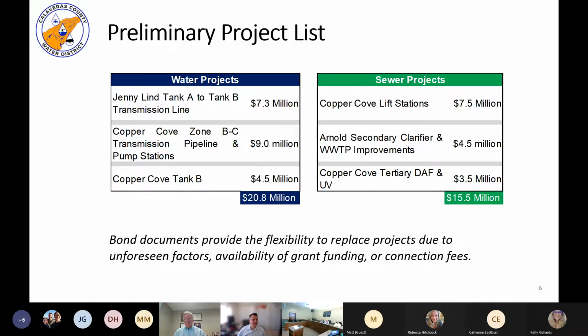So really, you're kind of asking us to approve this 5-year CIP plan. Then when we go to slide 6, the project list, that's really for the bond funding that you're looking at, is that right? That's right. So should we go there?